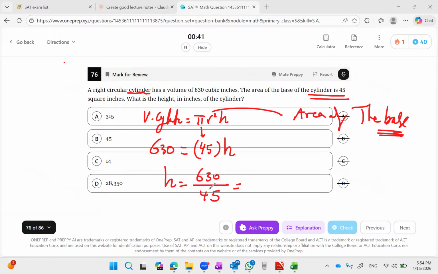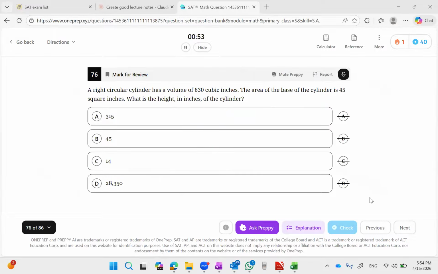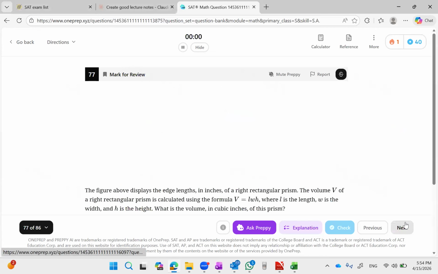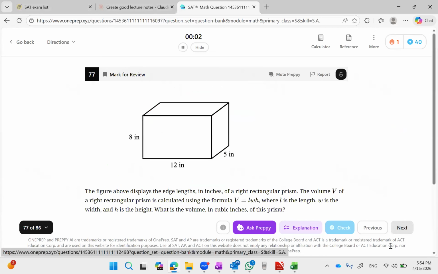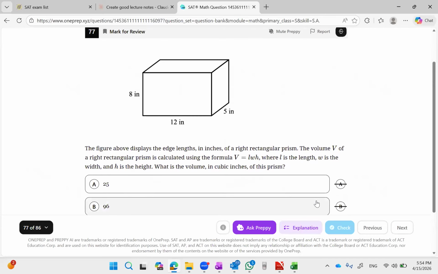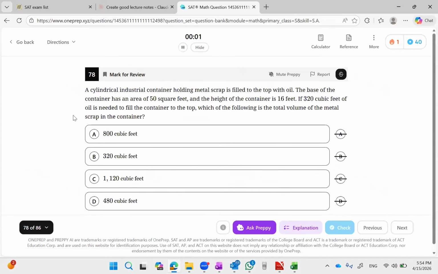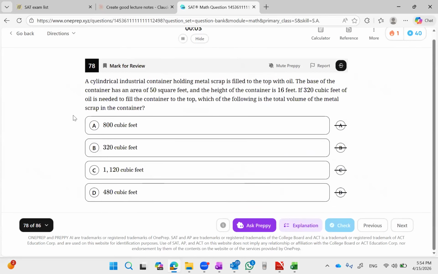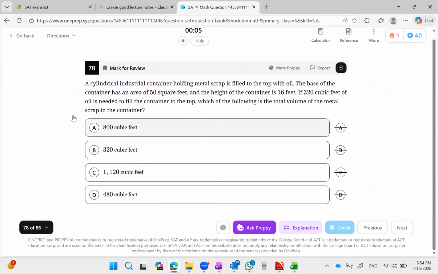H, you just divide it by 45. It's 14. He is asking for volume, the product of the three sides, which is very easy. Okay, yalla. I think we solved this one.